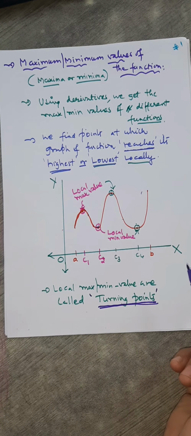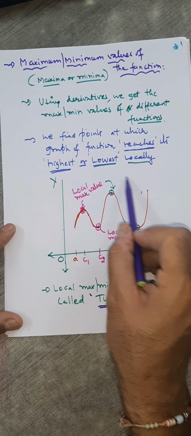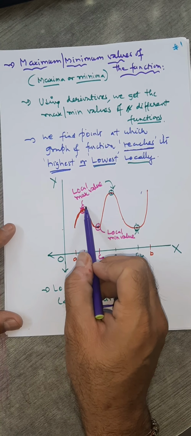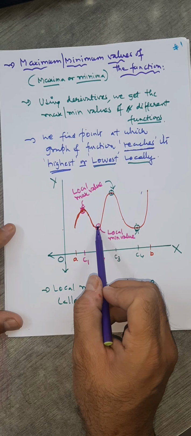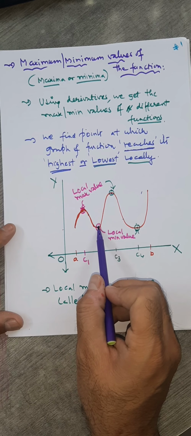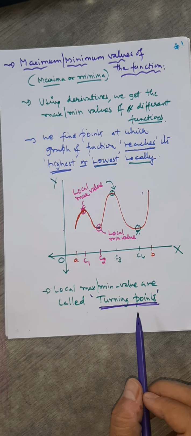It may be, but not in general always. See, this is not the highest value in the entire graph, but in the small region of C1, in the small region this is highest. This may not be the lowest, this may not be the smallest value, but in the small region here it is the smallest value. Fine. That's one thing. I hope this is clear to you.